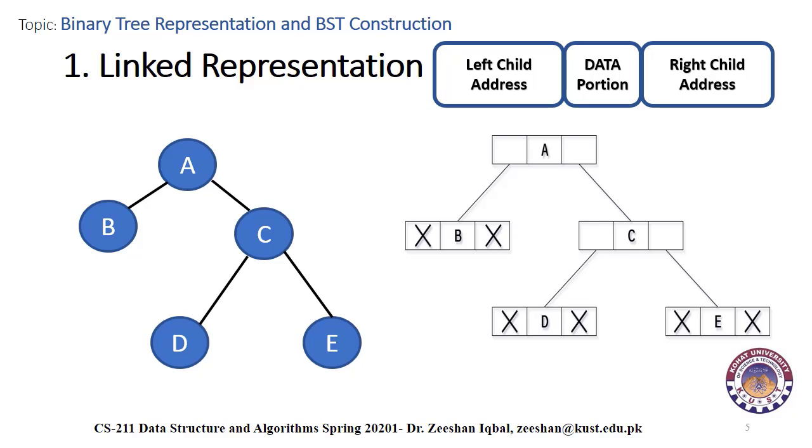Similarly, B has no left and right child, so the left and right pointers will be assigned null values. And for C, its left pointer will contain the address of D and the right pointer will contain the address of E, where D and E will have null values as their left and right children.